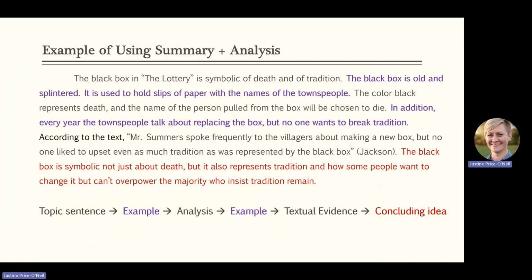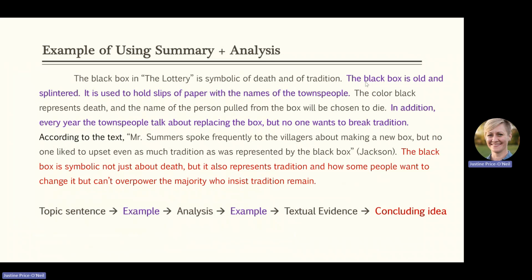And here's an example paragraph developed with that format related to the information we were just looking at with the lottery. So look at this paragraph. We have the black box in the lottery is symbolic of death and of tradition. Okay, that's our topic sentence. That's our main point. And then there's an example.